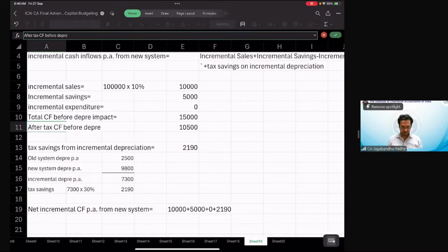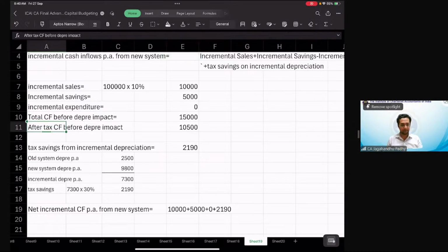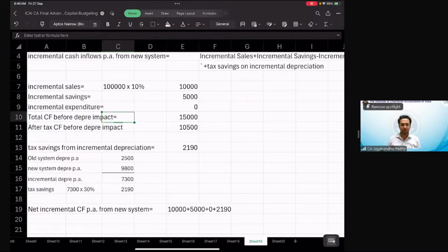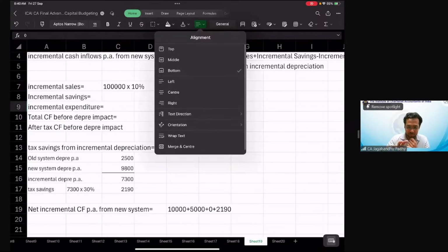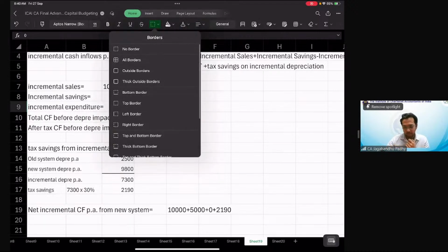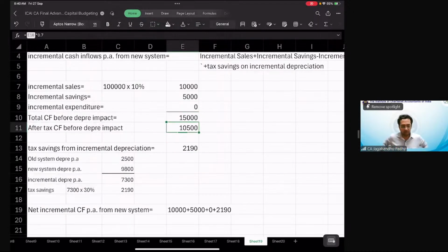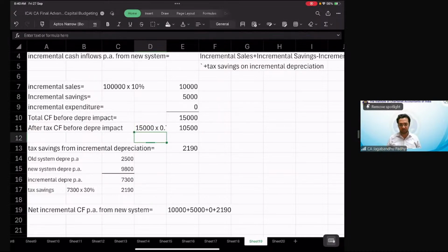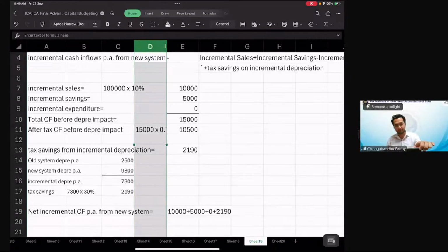Right? So overall, my income is going to increase by 15,000 before giving the impact of depreciation. But that 15,000 will obviously be subjected to tax. So after we subtract the tax effect, the after tax cash flow will be 10,500. So it will be 15,000 into 0.7. That is the after tax number.